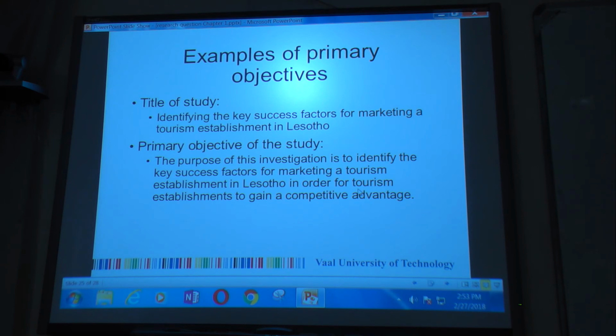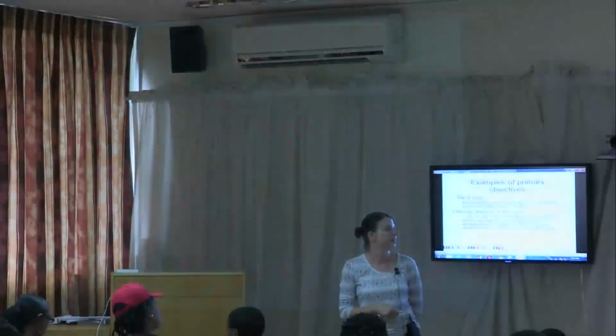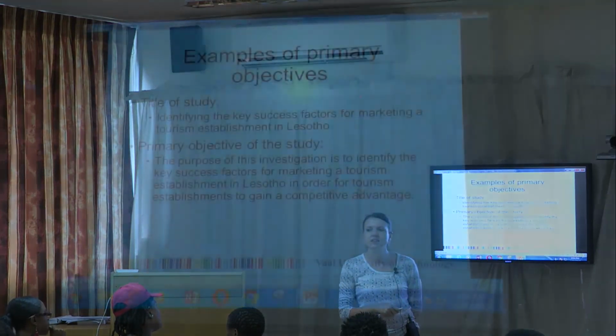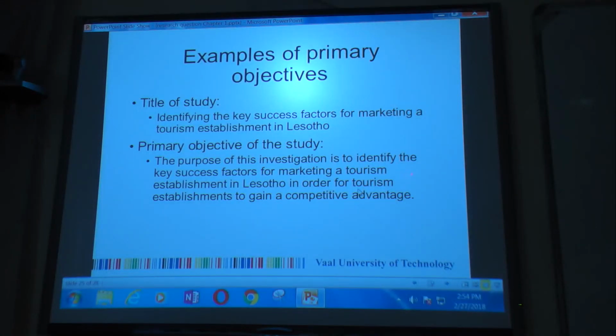The title of this study, as I've said, the one that we're dealing with, is identifying key success factors for marketing a tourism establishment in Lesotho. The primary objective of this study, the purpose of this investigation, is to identify the key success factors for marketing a tourism establishment in Lesotho in order for tourism establishments to gain a competitive advantage. Okay, that's one statement. That's all that the primary objective is. It's linked to your title. Can you see all the variables that's in the title? It's also contained in the objective of the study.